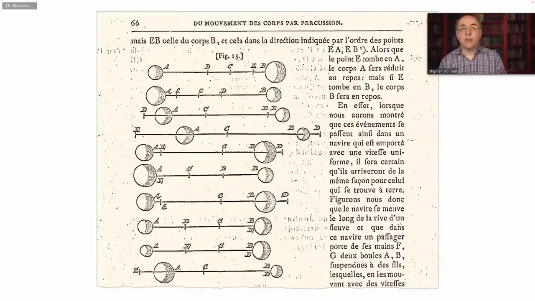Okay, so this is in French, right? On the movement of bodies through percussion, so to speak. And it's talking about what happens when things bounce against each other. So some understanding was developed for that about what would happen, the sort of laws of restitution, coefficient of restitution and so on, for billiard balls bouncing against each other.